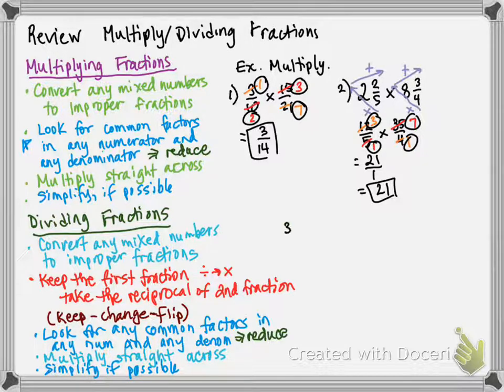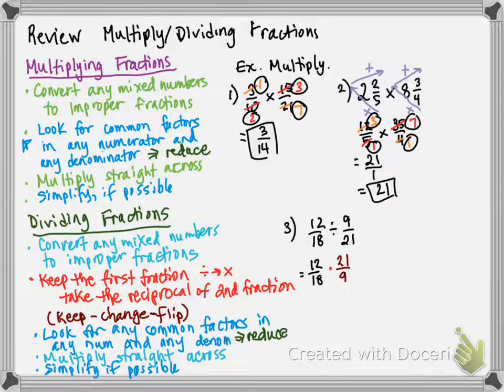So number 3, let's do a basic one. Let's have 12/18 divided by 9/21. I don't have any mixed numbers, so I'm going to launch right into that: keep the first fraction, change division to multiplication, and take the reciprocal of the second fraction. So we have 12/18. We're going to change division to multiplication, and we're going to take the reciprocal of the second fraction.